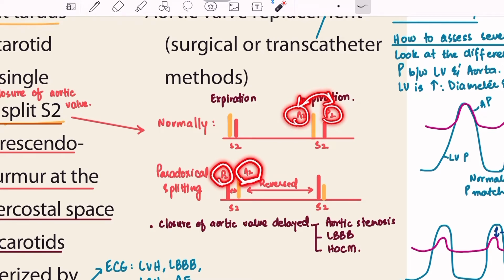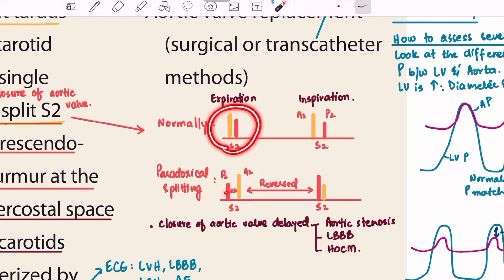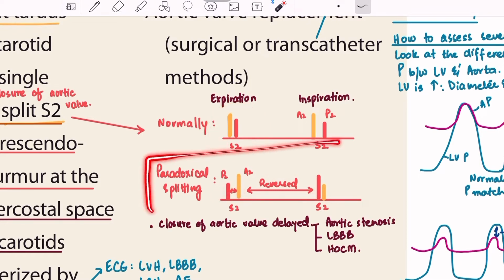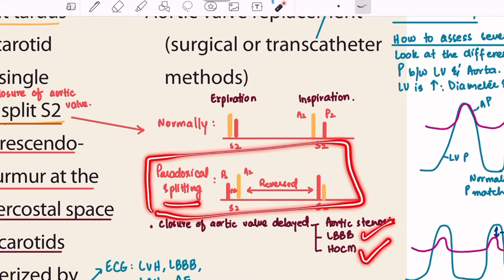Why would it happen second? Because it will be delayed. Another thing that is going to be reversed is that with expiration, there is going to be a splitting, and with inspiration, they are going to come closer together. So that is called paradoxical splitting, and this is because of the delayed closure of the aortic valve, and it happens with aortic stenosis, left bundle branch block, and hypertrophic cardiomyopathy.